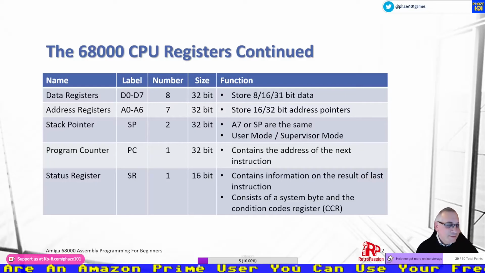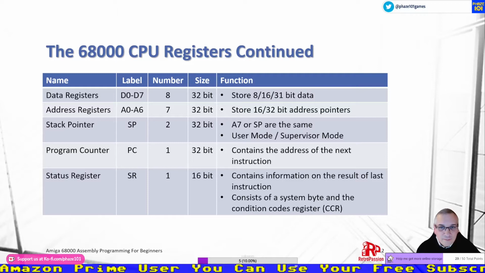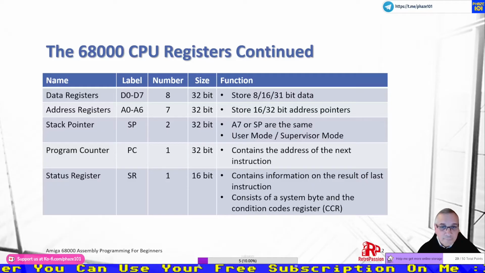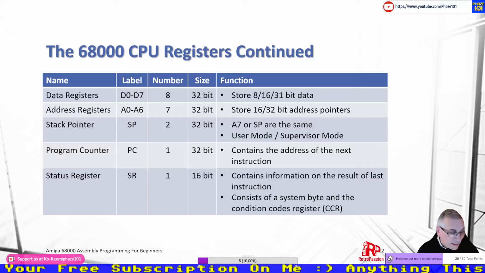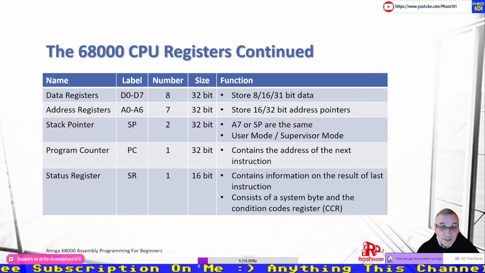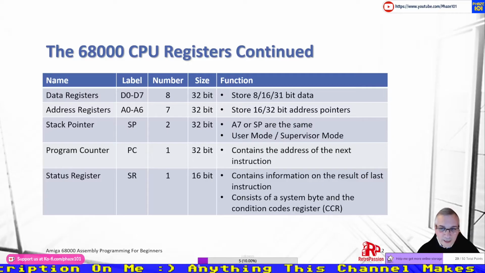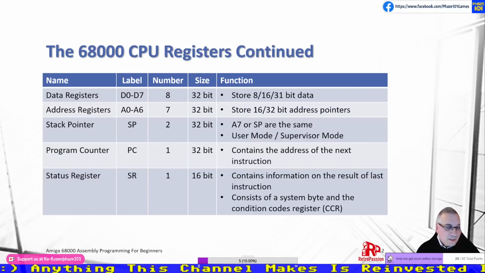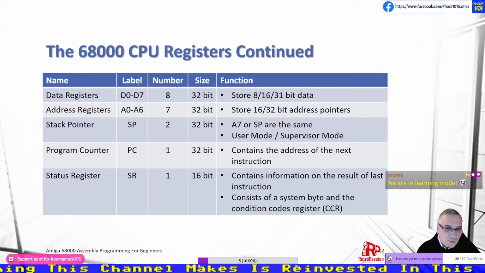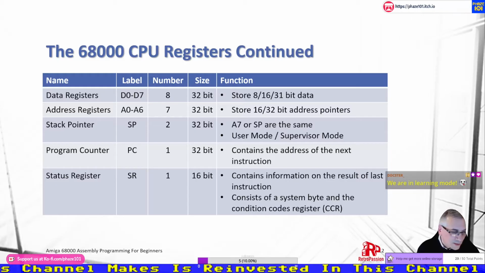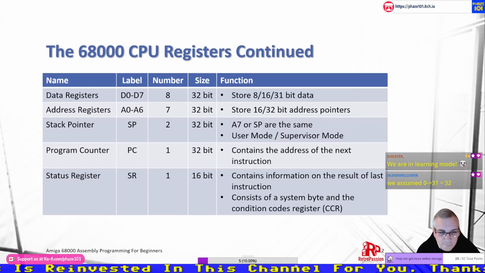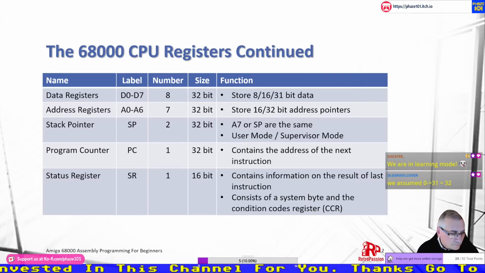So the stack pointer, that's why I left it out, is SP. It can have two, and I will come to that. It is A7 or SP, as I said. Why does it have two? It has two stacks because the CPU can go in supervisor mode or user mode. Normally you are in user mode, but when you go in supervisor mode, you have another stack. The stack pointer is different.